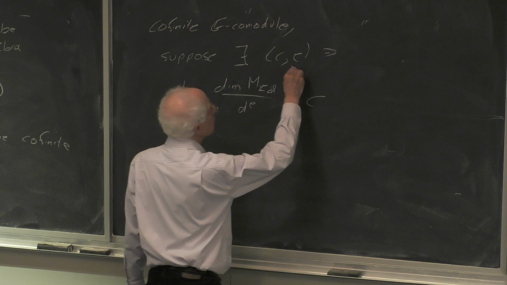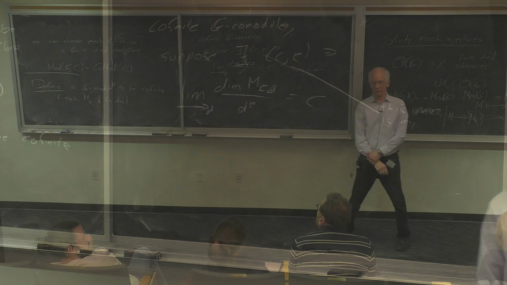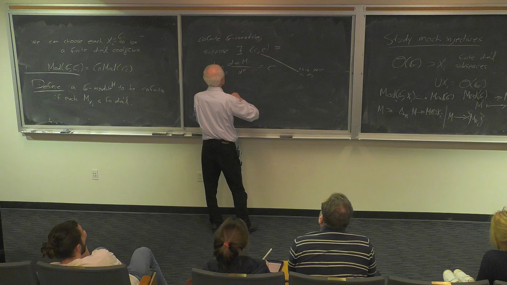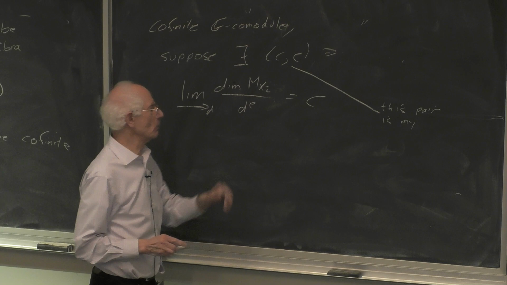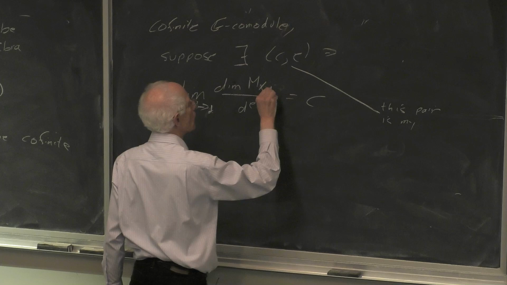This pair. Question, Sasha. I've got 30 seconds. What is CD? So you have the sequence CI? Maybe I should have used a different letter. I'll use X sub I. C is a number, and E is a number. XD, yes? Yeah, XD now, yes. Thanks.